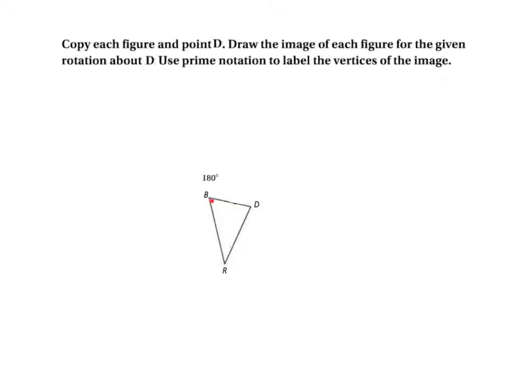I would just line my ruler or protractor up right here on this line and just extend it out. So I'm going to go like, and then I'm going to measure how far is it from D to B, transfer that over here, and that's my B prime.